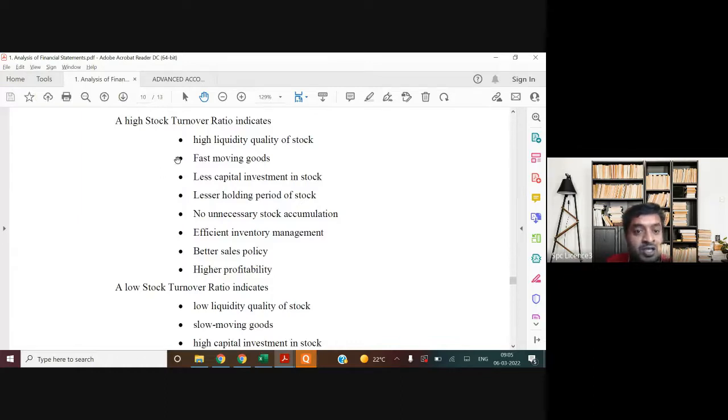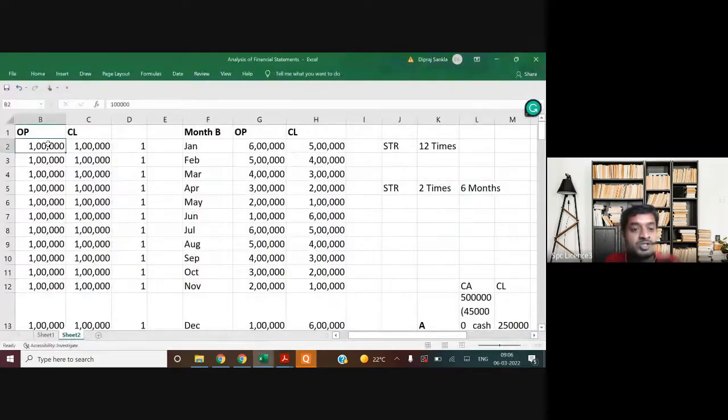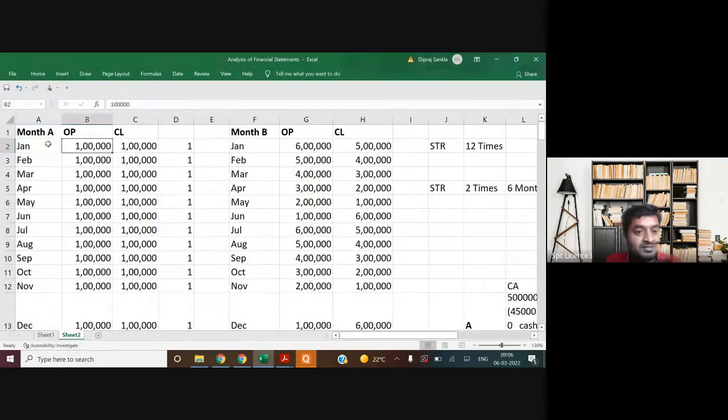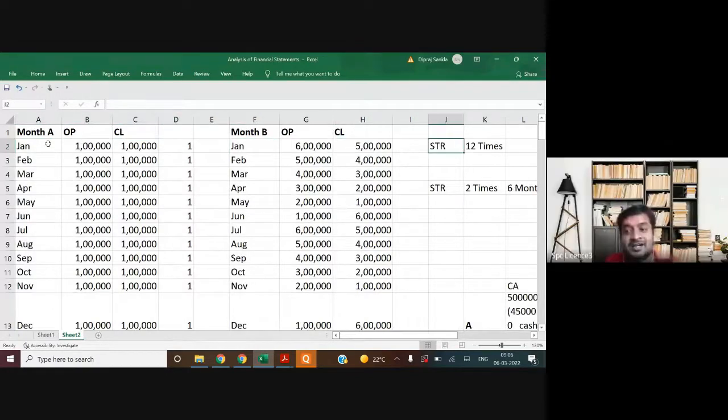Now look here, high stock turnover ratio, high liquidity quality of stock. See, in this company, stock is sold so frequently, na? A company. See, STR is high here. It means what? The liquidity quality of stock is high. Understood? Yes, sir.